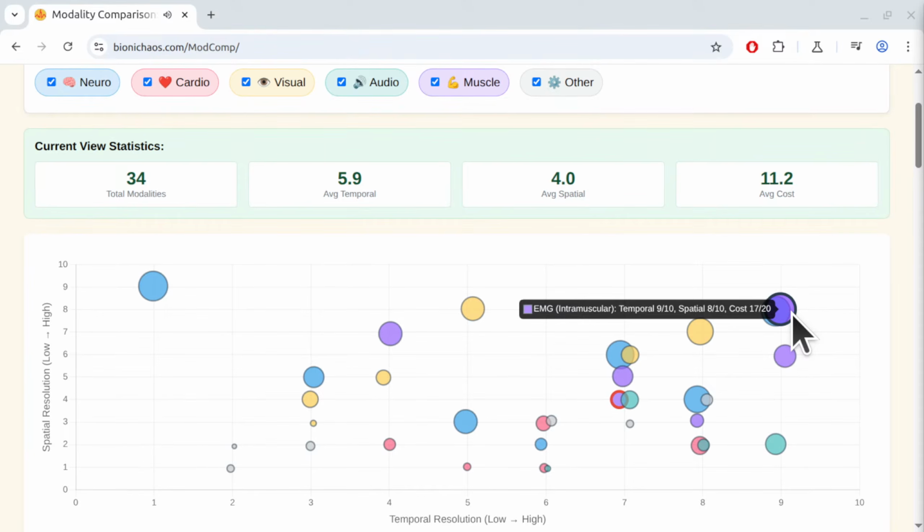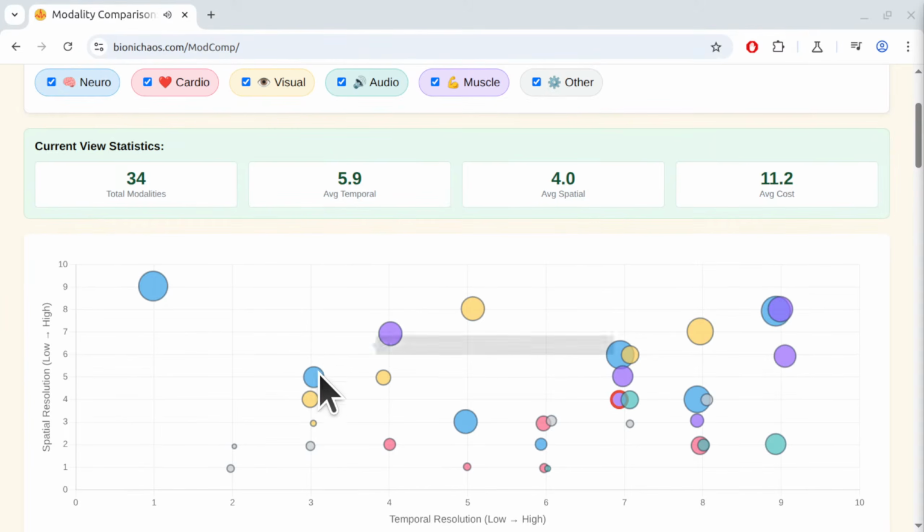So it's like listening to a single violin in an orchestra versus the whole ensemble. That's a great analogy. You get that fine-grained detail you just can't get from the surface. But here comes the irony again, right? Let's talk fMRI, functional magnetic resonance imaging. Yes, fMRI. A classic case study in trade-offs.